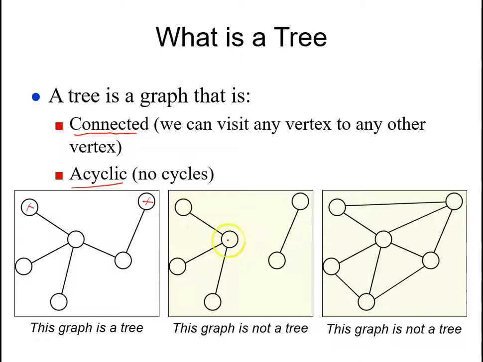If we have a disconnected graph, we can't go from any vertex, say this vertex, to this vertex because there's no path or no edge we can move along to do that transition.